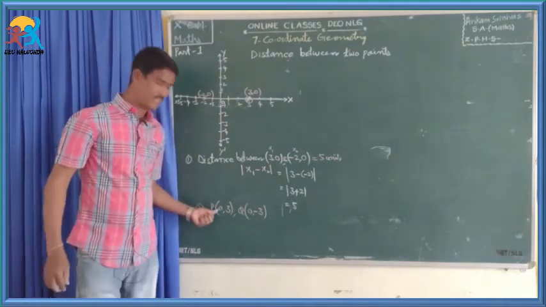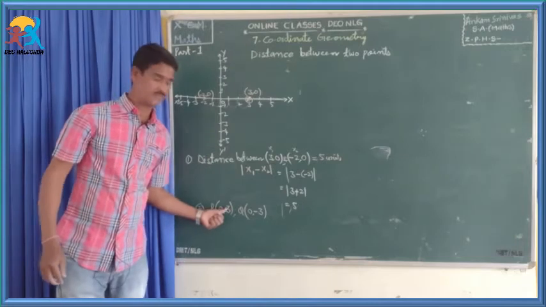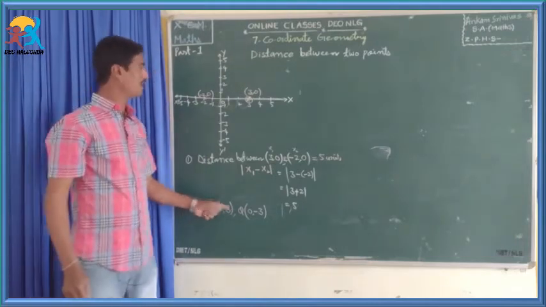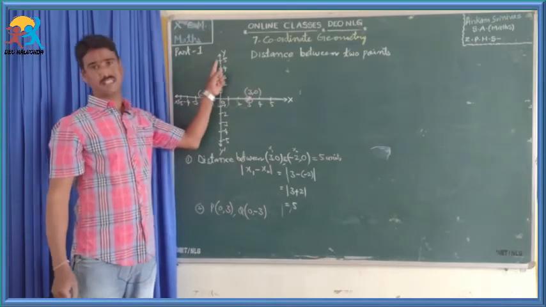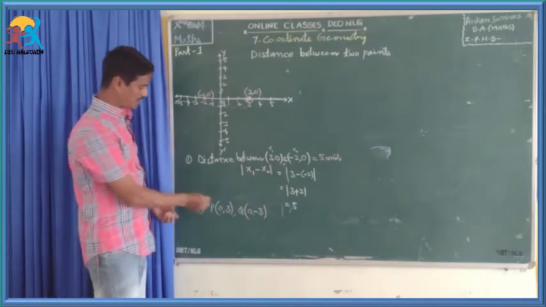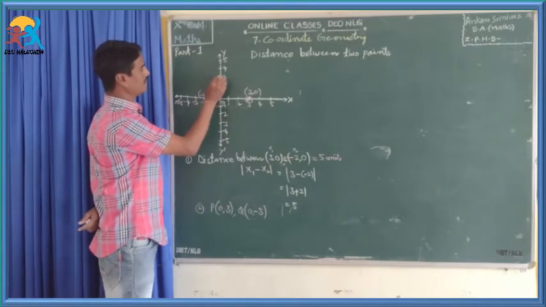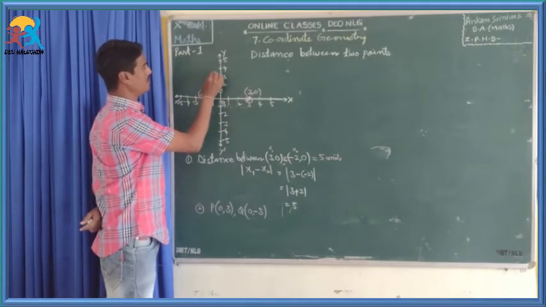Now P is (3, 0). Where is the position of (0, 3)? The point (0, 3) lies on the y-axis. The position of (0, 3) is here. This is (0, 3).